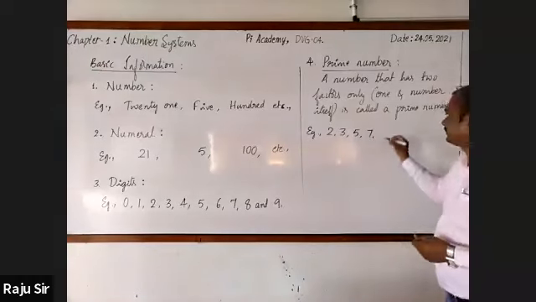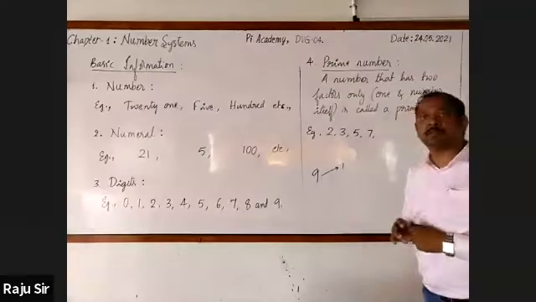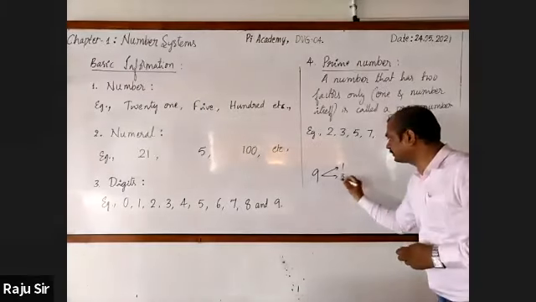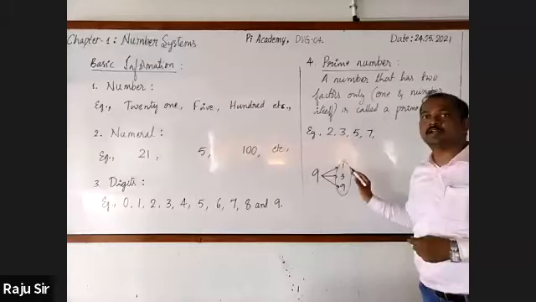Then 5, then 7. 9 won't come. The reason is, see that 9 is divisible by 1, it is divisible by 3, and it is also divisible by 9. It has more than 2 factors. Therefore, it is not a prime number.